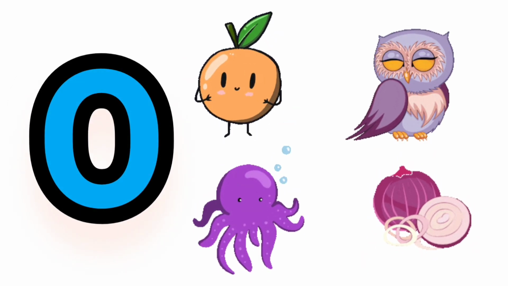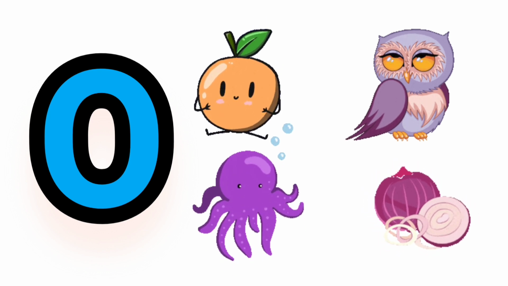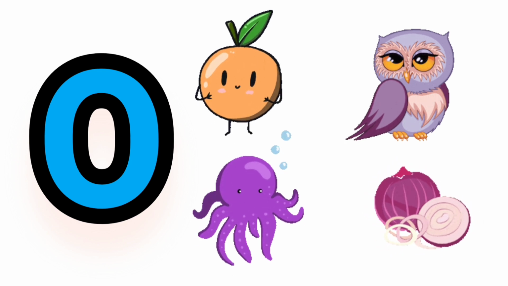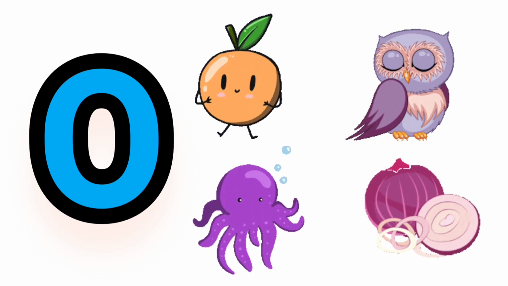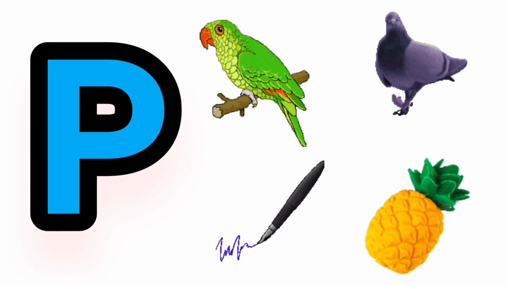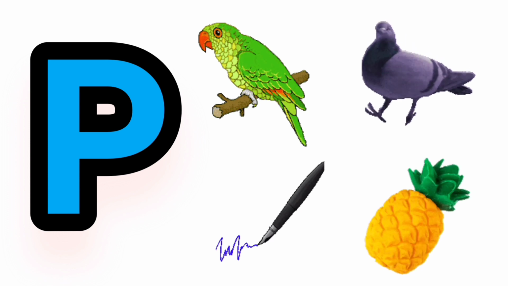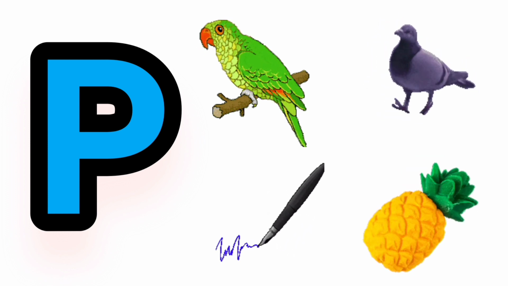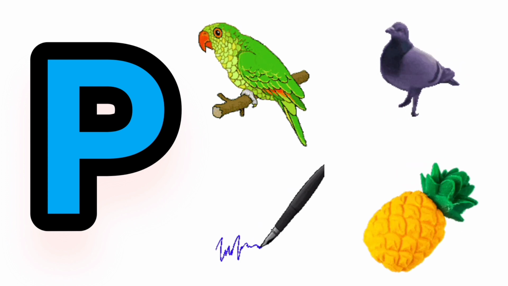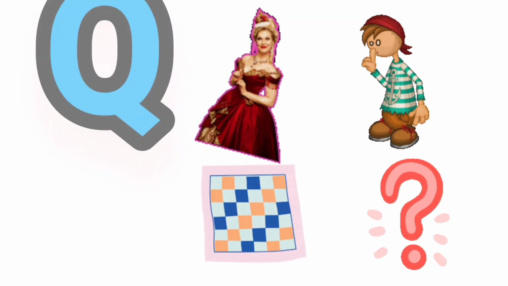O for orange. O for owl. O for octopus. O for onion. P for parrot. P for pigeon. P for pen. And we have P for pineapple.